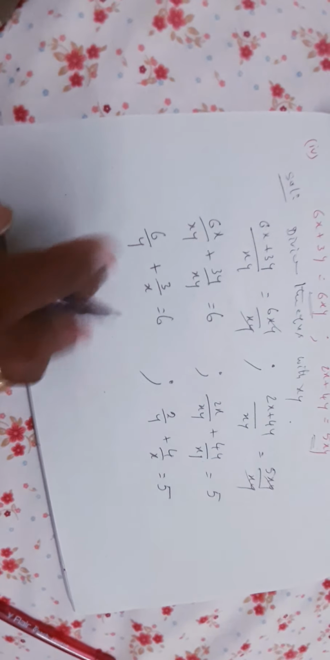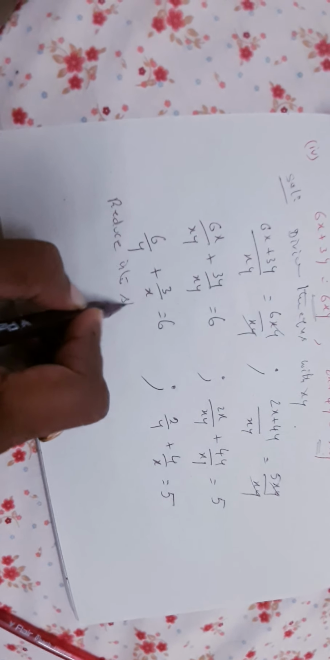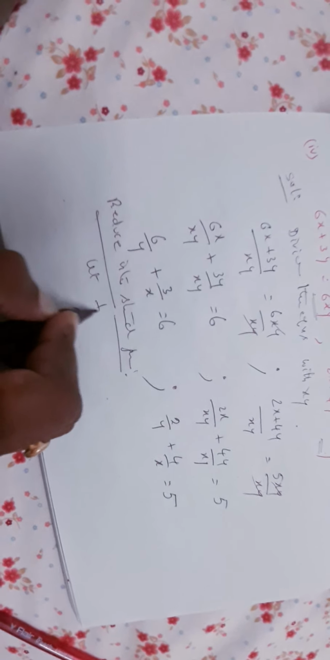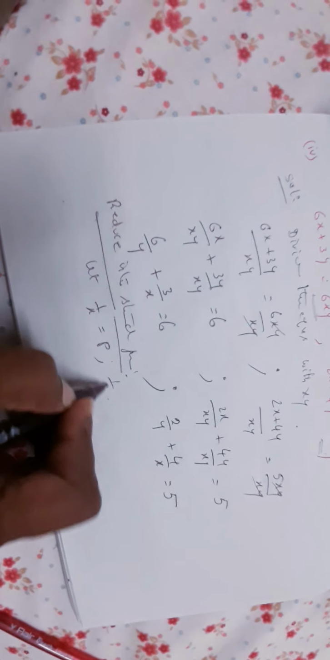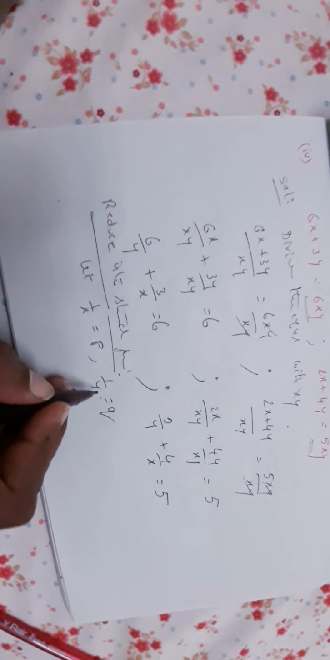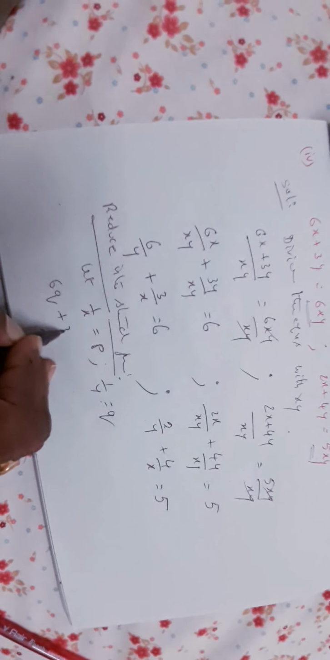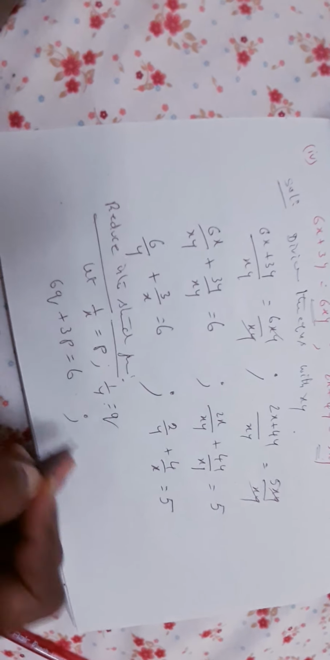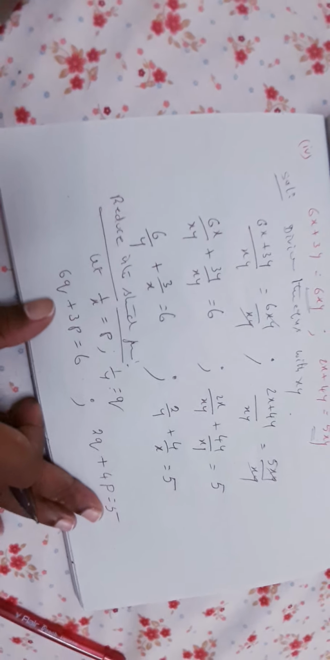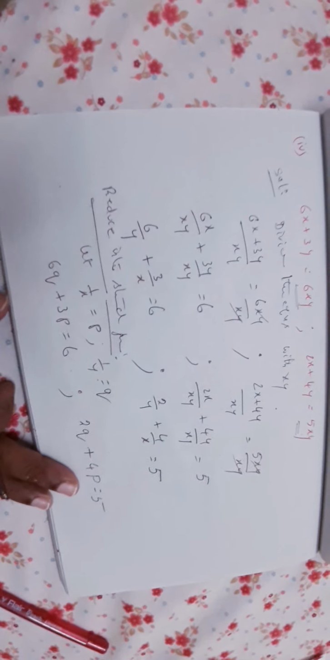But now what should we do? We have to reduce into standard form, right? We have to reduce into standard form. How? Let 1 by x is equal to p, 1 by y is equal to q. So now my equation would be, since 1 by y is q, 6q plus 3p is equal to 6. And the other equation is 2q plus 4p is equal to 5. So you got two equations here.